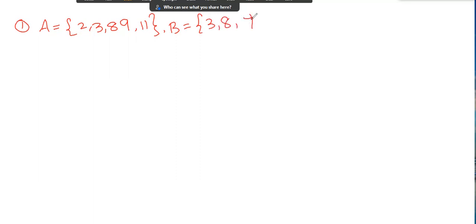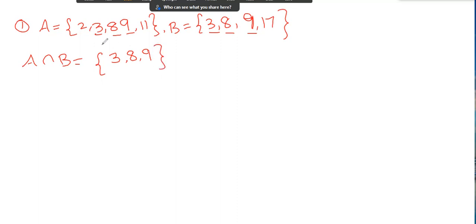Now A is equal to {2, 3, 8, 9, 11} and B is equal to {3, 8, 9, 17}. Then what is A intersection B? First of all, underline the common elements. 3 and 3 are common, 8 and 8 are common, 9 and 9 are common. Only these 3 elements are common. So choose them and write them here: 3, 8, 9. Put the set symbol. So A intersection B will be {3, 8, 9}. This is about intersection, because A and B are joint sets.